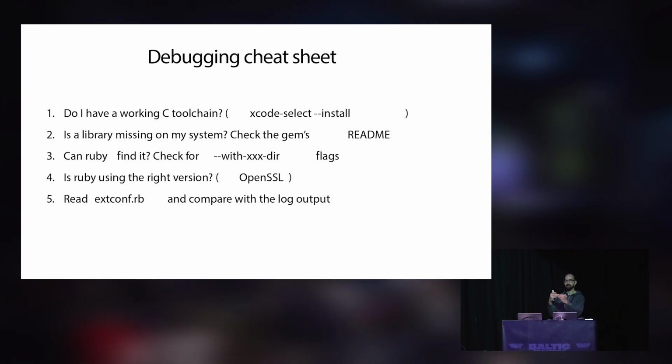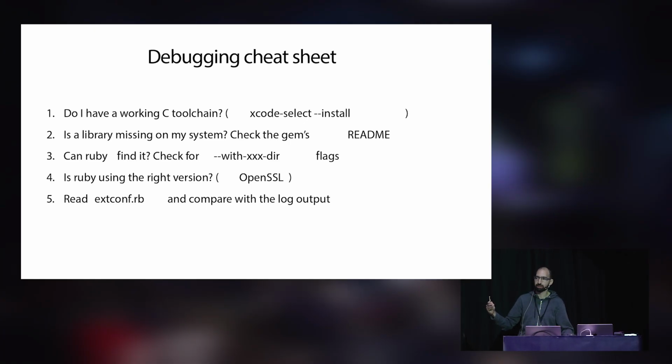If none of these work, now we're getting into weird territory where you may have to start reading xcomp.rb and compare with the log output to see where things go wrong. There's a weird thing with xcomp.rb that's a bit unexpected: when things are not found, by default it just continues going. It's up to the gem programmer to make sure to raise them. But by default it just continues going.